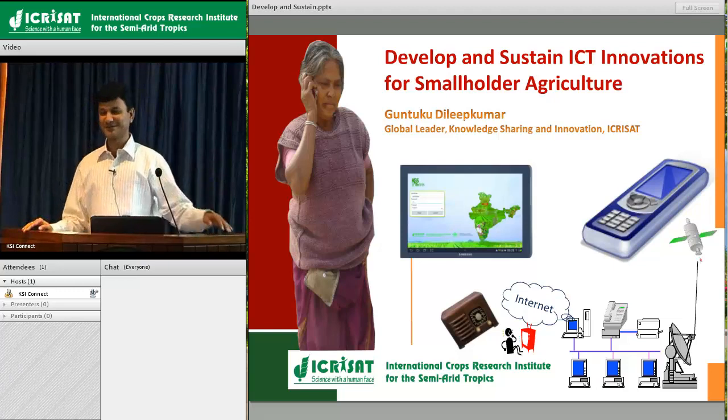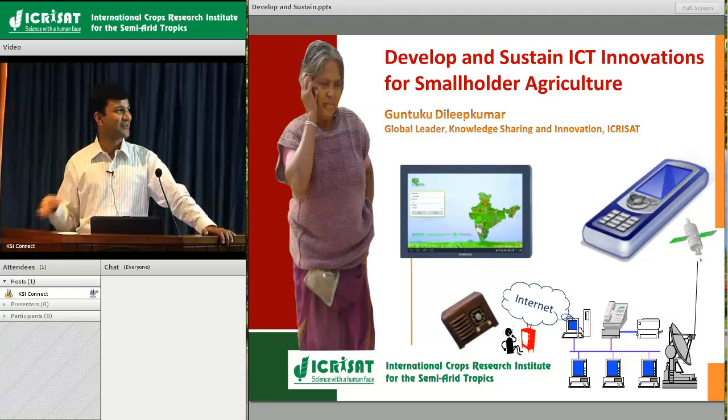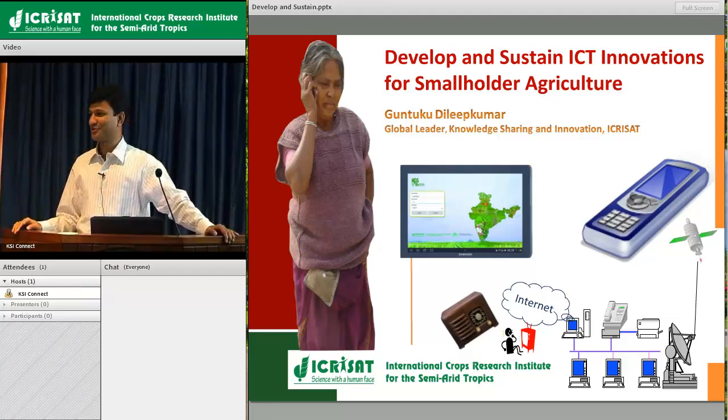Okay, before going into the details, let me tell you what exactly ICTs mean to us and to ICRISAT. Whenever we talk about IT and ICT, often the internet and computers come to our mind. Am I right? That's what people say, IT or ICT. Here we are showing various tools: a mobile phone, a tablet, a radio, a television, and also the internet and computers.